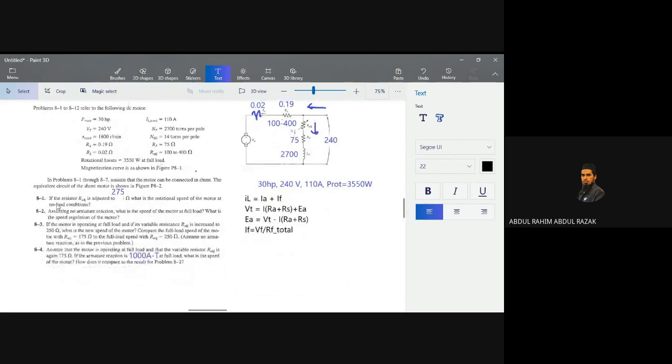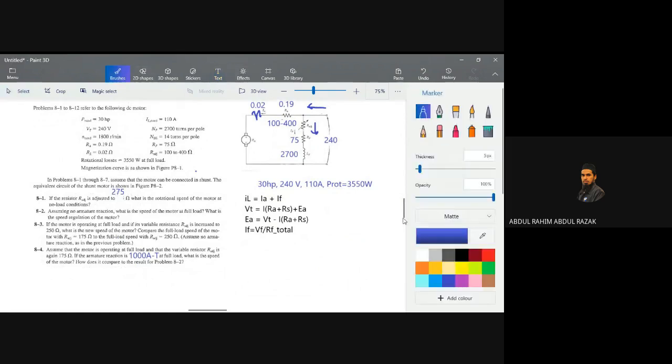So we have here: if the resistor is adjusted to 275 ohm. We have here the adjustable resistor, you adjust to 275. RF is static, you fix it at 75, but this one is adjustable, that you have to fix or tune to 275 ohms. So what happened?